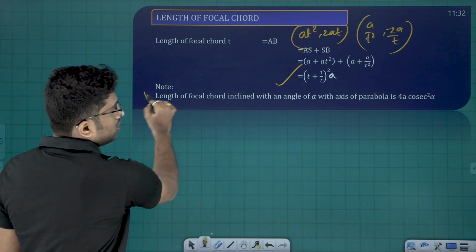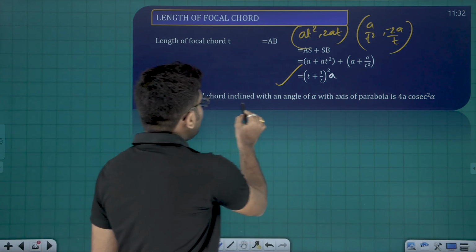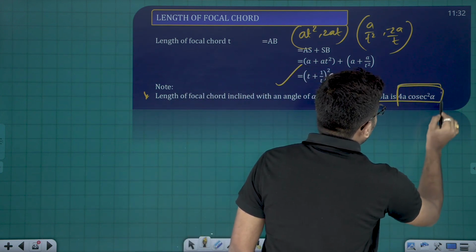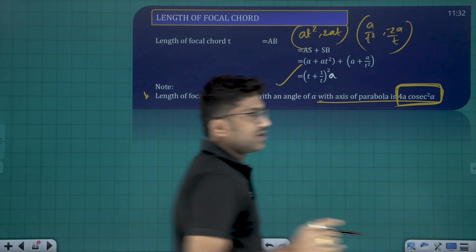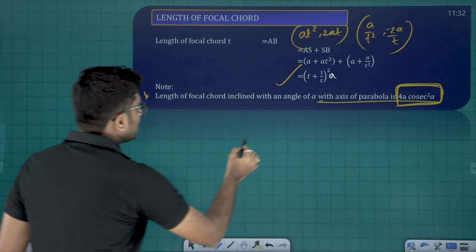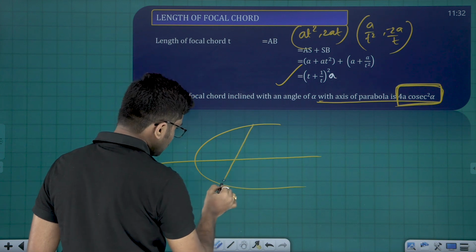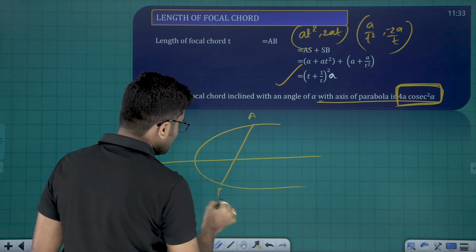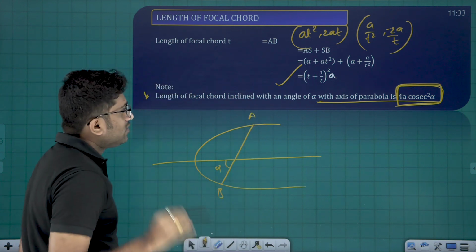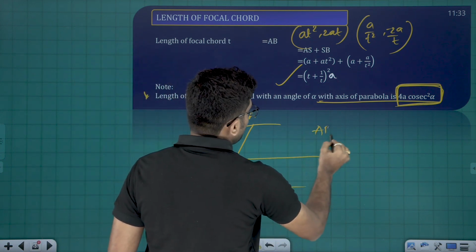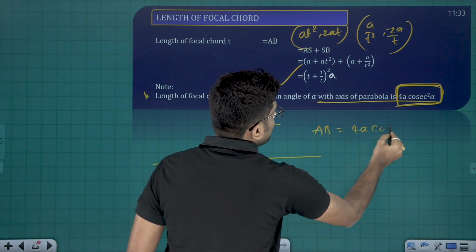Length of the focal chord inclined at an angle alpha with the axis of the parabola is 4a times cosecant square alpha, friends. This is very important. The length of the focal chord, let's say AB, inclined at an angle alpha with the axis of the parabola, is AB equals 4a times cosecant square alpha.